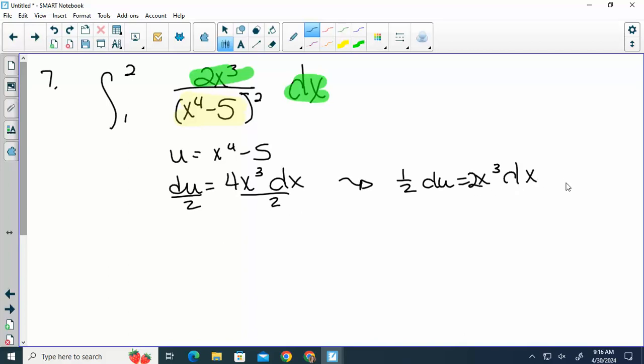2x cubed dx. If you didn't do it that way, you could have divided the 4 over, and then you would only be replacing the x cubed dx, so you'd end up with the 2 staying times a 1/4, which is the same as 1/2. So you can get it a couple different ways. If I want to change my limits, if x is 2, 2 to the 4th is 16 minus 5 is 11. 1 to the 4th is 1 minus 5 is negative 4. This would become 1 over u squared, or u to the negative 2, and this got replaced with a 1/2 du. Is everybody okay with how we got that part?